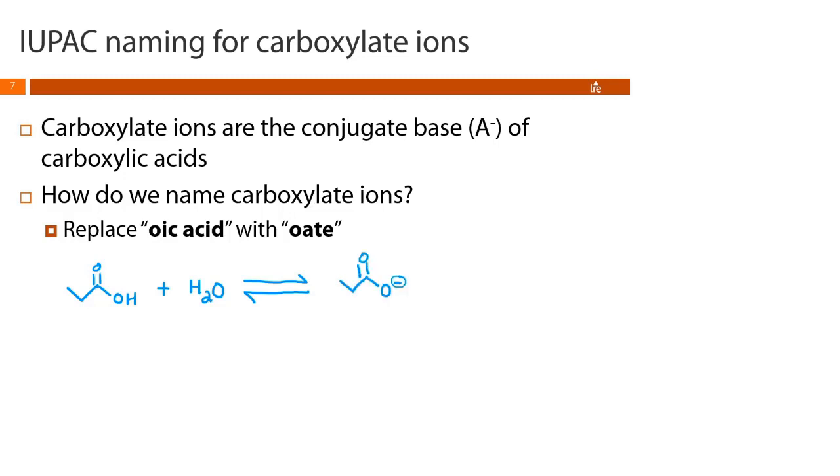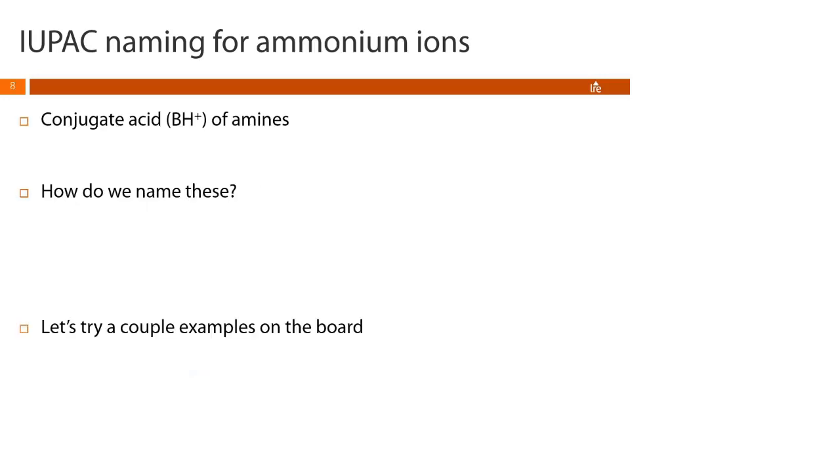and our hydronium ion. Okay, so go ahead and pause the video again and see if you can give me a name for our carboxylate ion product. Okay, so remember, we're just going to take our carboxylic acid, drop the oic acid and replace it with oate. So the name of this carboxylate ion is propanoate, or propanoate ion. Okay, and finally, let's talk about our organic bases, our amines. So the conjugate acid of an amine is referred to as an ammonium ion or an azanium ion. And these are a little trickier to name.